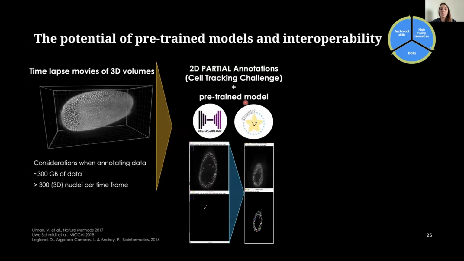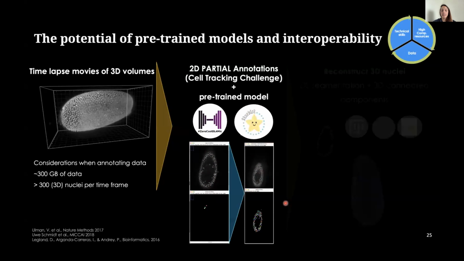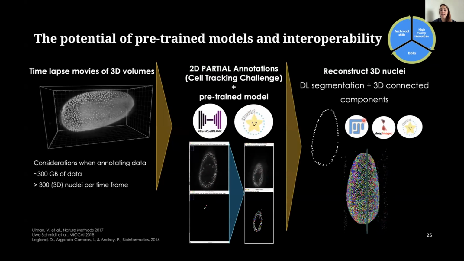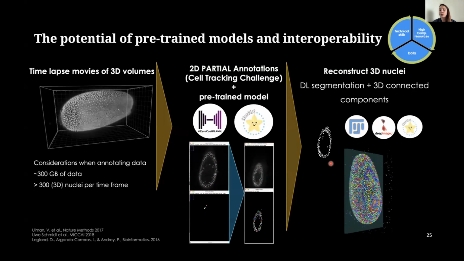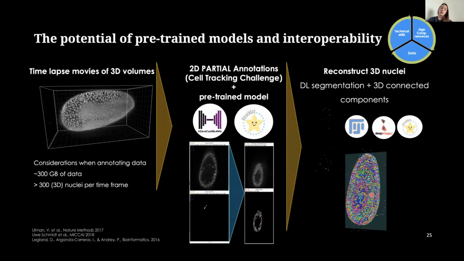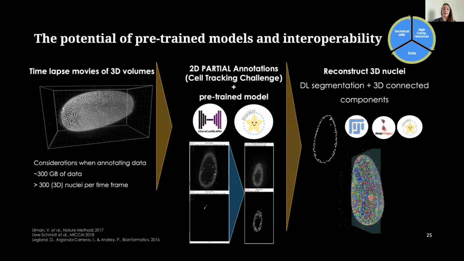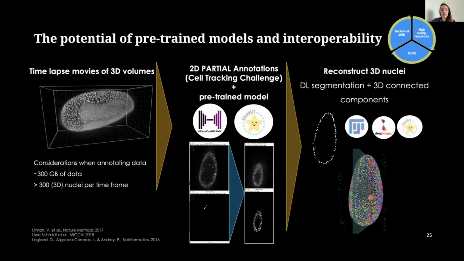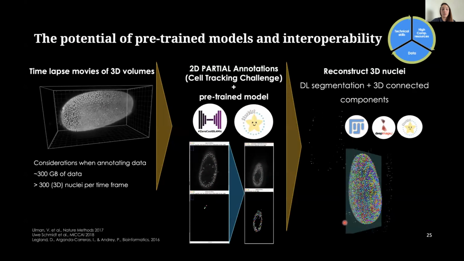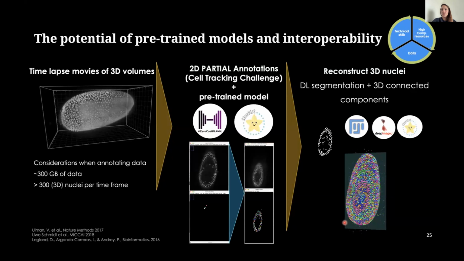Because we know that we have pre-trained models like StarDist, we can actually use the fact that these models already know more or less how a nucleus looks like. We fine-tune with these partial annotations, we segment each of the slices, and then if we run this model trained already in Fiji, we can use connected components or TrackMate to reconstruct the 3D volume. And very easily, without coding, we can actually go from here to here in a few steps in just one day. So this is very cool.